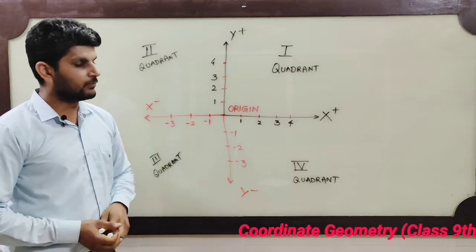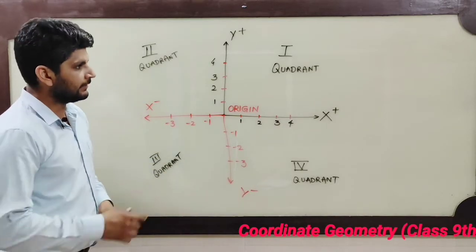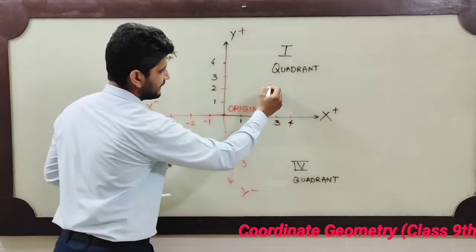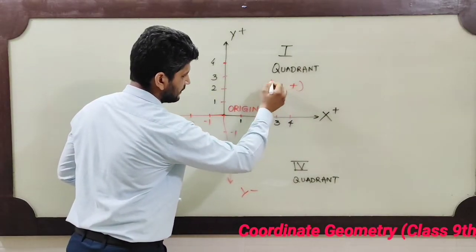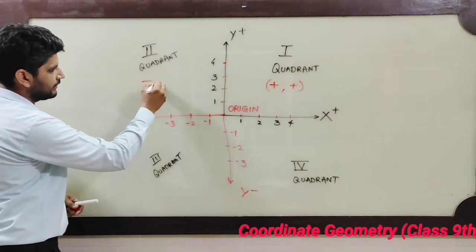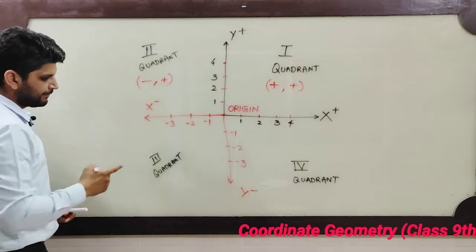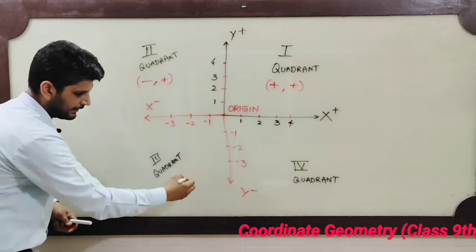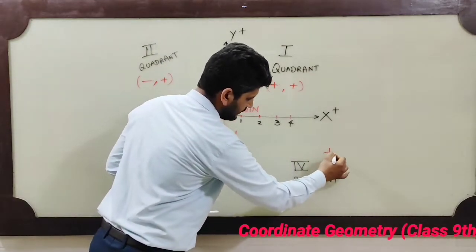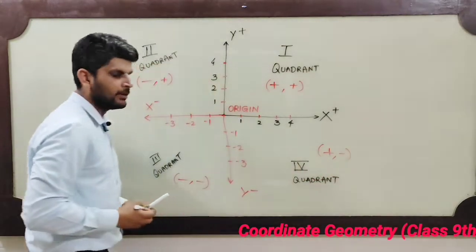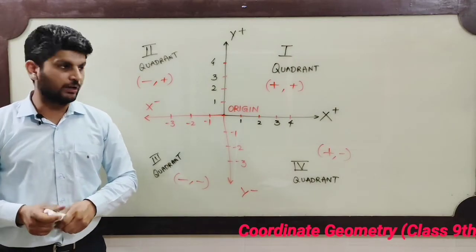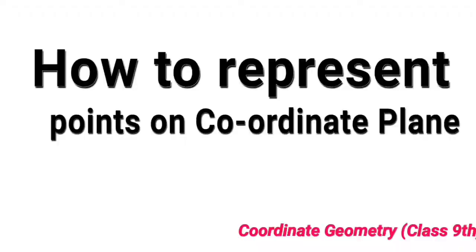This part is known as the first quadrant, this is the second quadrant, this is the third, and this is the fourth. One very important thing to remember: in the first quadrant, x and y are both positive. In the second quadrant, y is positive but x is negative. In the third quadrant, x is negative and y is negative, both negative. In the fourth quadrant, x is positive and y is negative. This is very important, because when we represent points on these quadrants, you have to remember the sign with them.